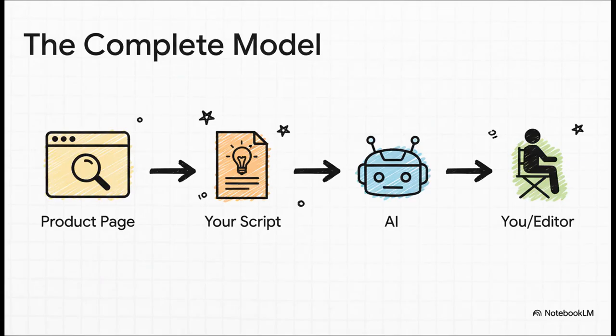Your value is in your clarity and your vision. So, this is how it all fits together. This is the complete model. Your product page gives you the raw facts. Your script turns those facts into a simple story. The AI acts as your execution engine. It just brings that story to life visually. And you're the editor, guiding the whole process from beginning to end.